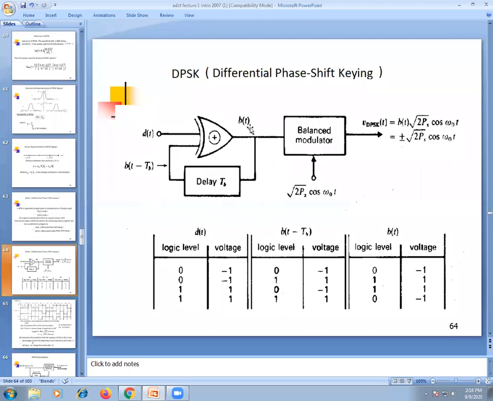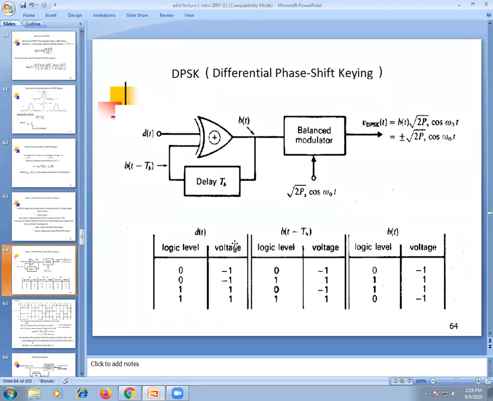Now let us examine some important points in the differential data. Here b(t) is the differential data. Please note that. In the earlier BPSK, b(t) is the original data, the NRZ value. But in DPSK, b(t) is differential data, not the original data. The original data here is d(t). According to the differential data, the phase shift takes place, whereas in BPSK the phase shift takes place according to the given data. The phase shift is the same, 0 to 180 degrees.